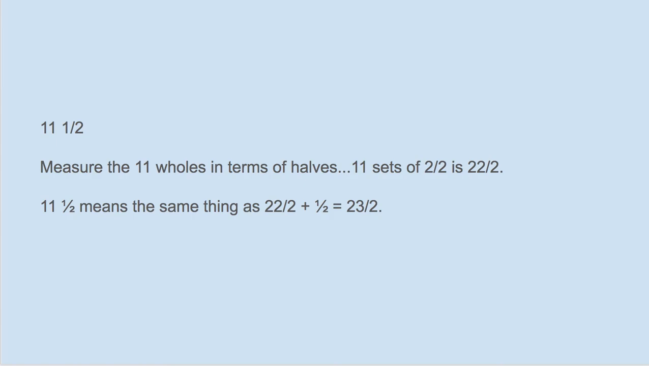11 1/2. Measure the 11 wholes in terms of halves. 11 sets of 2 out of 2 is 22 out of 2, or 22 halves. 11 1/2 means the same thing as 22 halves plus 1/2, which is 23 halves.